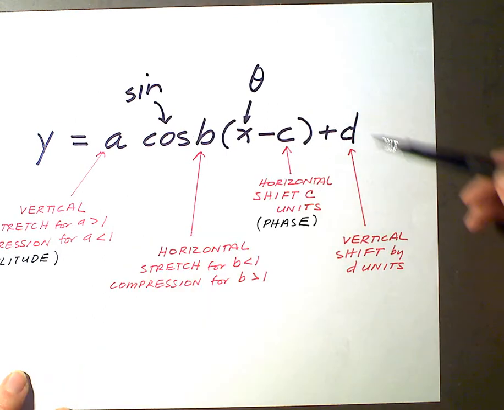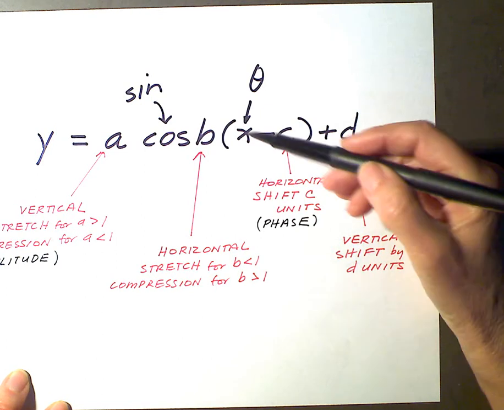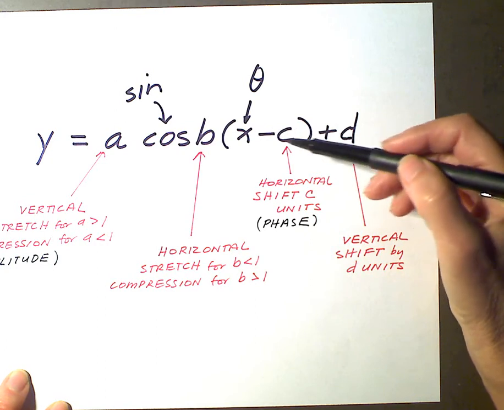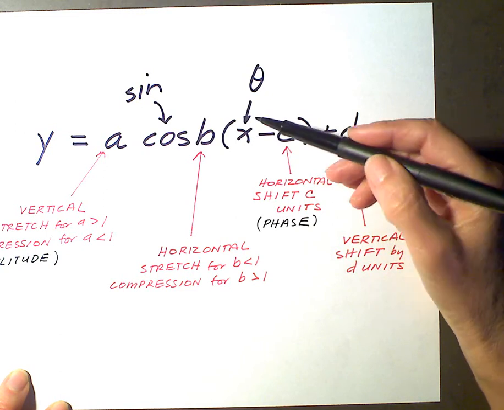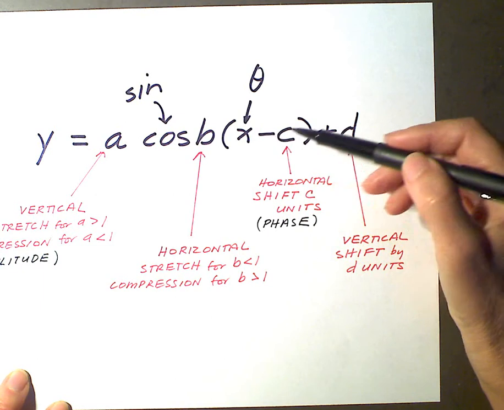D, if it's positive, the function goes up. If it's negative, the function goes down. Because this is in the format x or theta minus C, this moves C units to the right. So if it's x plus C, it means x minus negative C, and it would move left. So minus moves it right, plus moves it left.